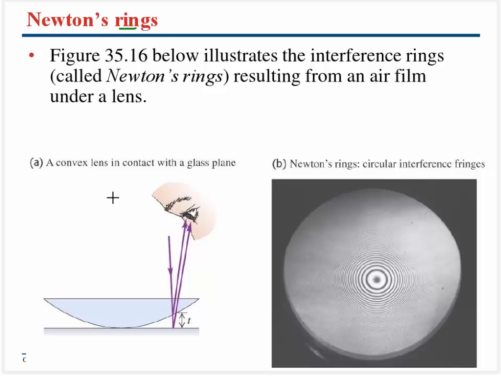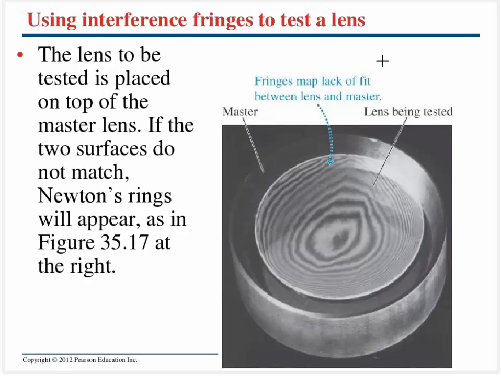If we consider a convex lens in contact with a glass plate, then we have some thickness which is constantly changing, and so we're going to look down on it and we're going to see rings, or circular interference rings rather than lines. A real-life application of Newton's rings would be something that a lens maker would have, which is essentially a cavity, a mold, a master of the lens that they're trying to make. And what they do is they plop the lens on inside there.